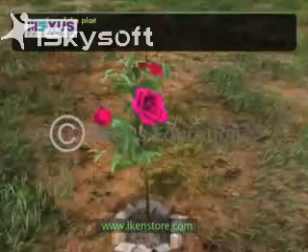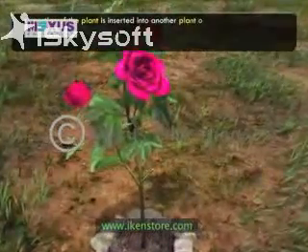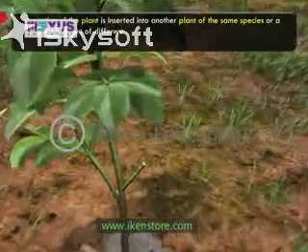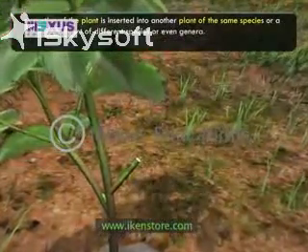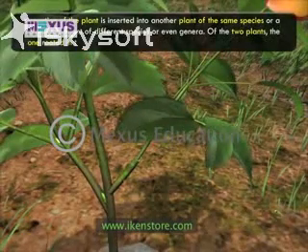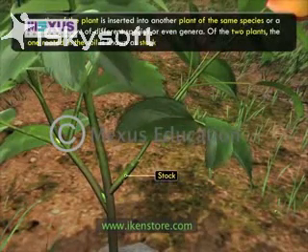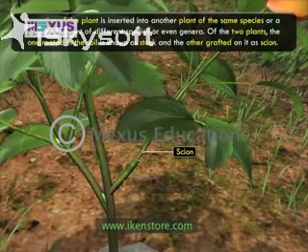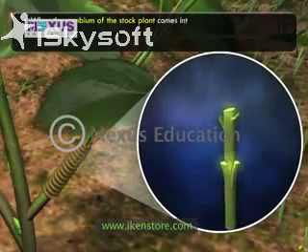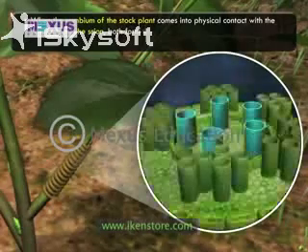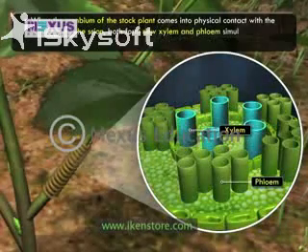A portion of the plant is inserted into another plant of the same species or a compatible plant of different species or even genera. Of the two plants, the one rooted in the soil is known as stock and the other grafted on it as scion. When the cambium of the stock plant comes into physical contact with the cambium of the scion, both form new xylem and phloem simultaneously.